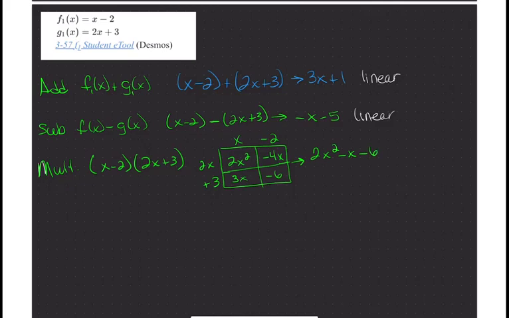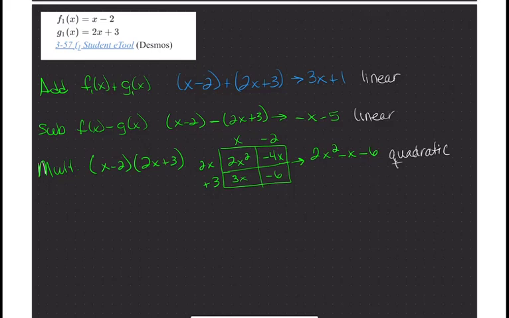So when we look at this one, because we can see that our degree is now a 2, it is going to be a quadratic. And our quadratic is going to have a stretch factor of 2, so it's going to be a little on the skinnier side, and it's going to cross the y-axis at negative 6. Granted, we could go through and solve these for 0, and we could find out where it's going to cross the x-axis as well, but we'll leave that one for now.